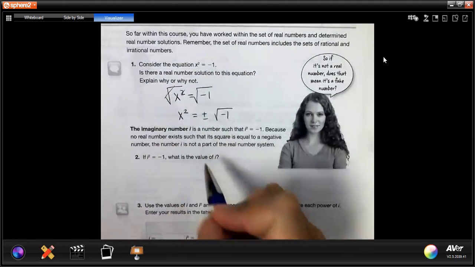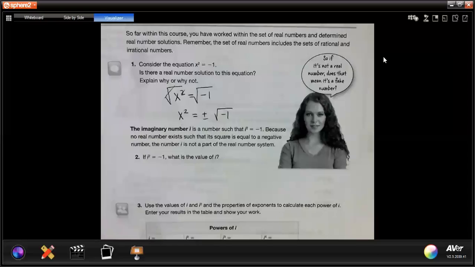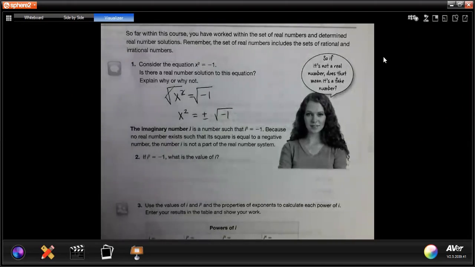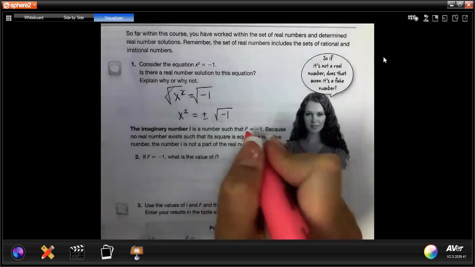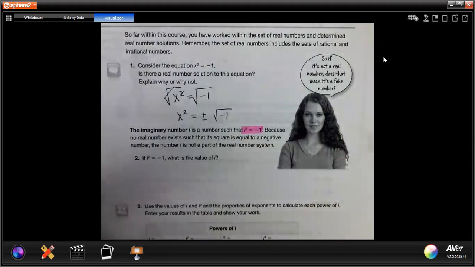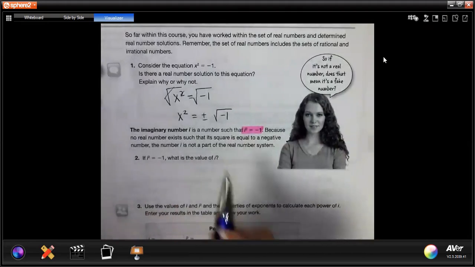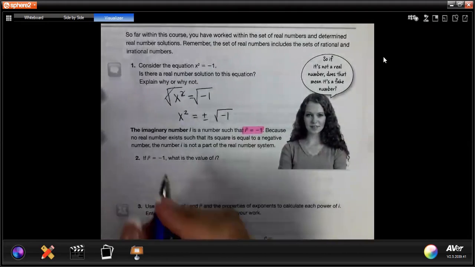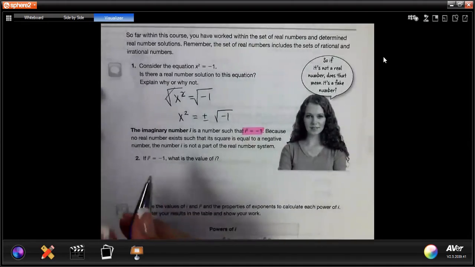You can't take the square root of a negative. And so we're going to talk about imaginary numbers to help us with this problem. The imaginary number i is the number such that i squared is equal to -1, because no real number exists such that its square is equal to a negative number. The number i is not a part of the real number system. So it tells us that i squared is -1.